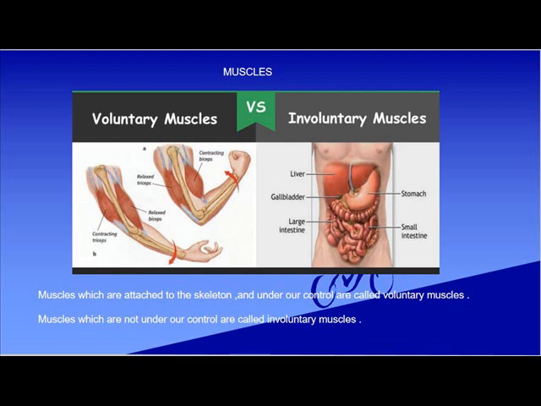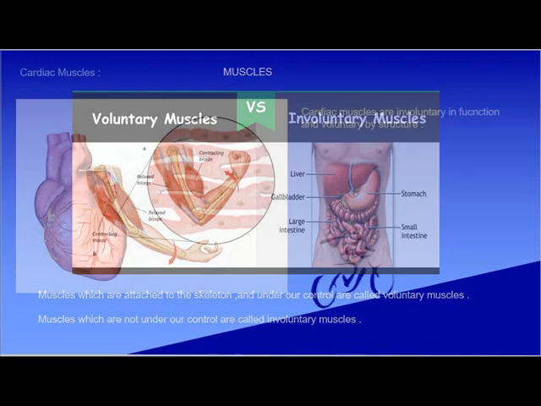Muscles which are attached to the skeleton and under our control are called voluntary muscles. Example, muscles in our arms and legs. When seen through a microscope, they have stripes on them and are also called striped muscles. Muscles which are not under our control are called involuntary muscles. Example, muscles of the digestive organs, muscles in the eyes. These muscles don't have stripes on them.